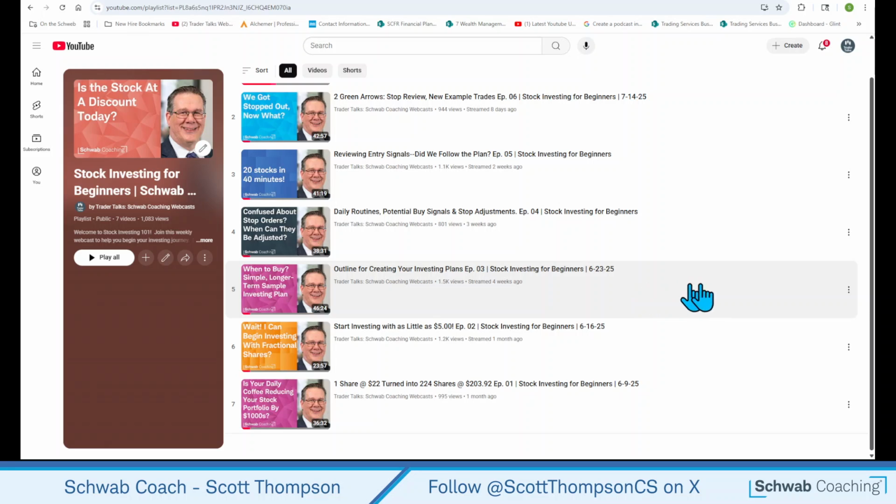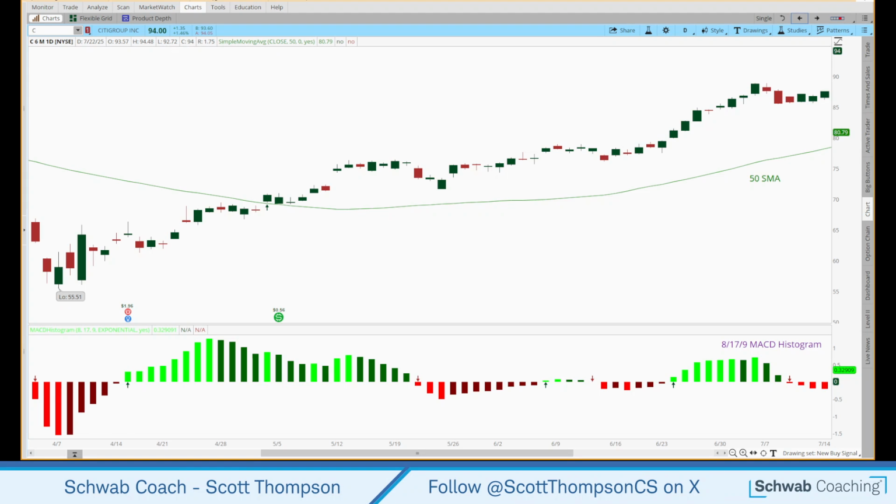But let's jump over to our Thinkorswim page and take a look at some sample buy signals. I'll talk about what is and what isn't a buy signal. Right here we have our chart. I have a 50 period simple moving average on the chart in green. I have an 8-17-9 MACD histogram. This is a little different than the default setting; this one's just a little bit faster to give some signals. You'll see the green and red arrows on this MACD histogram.